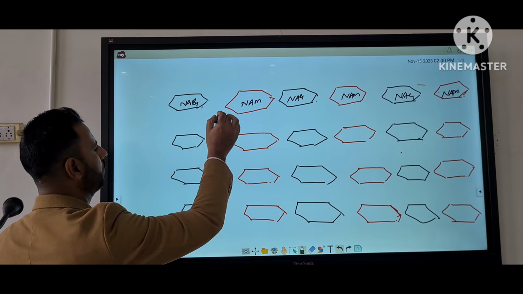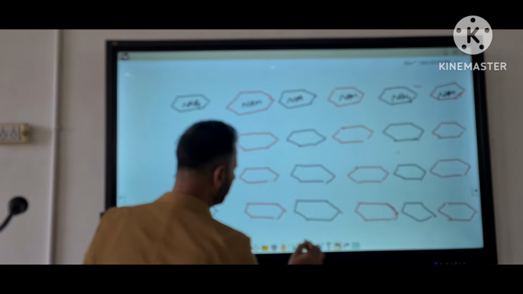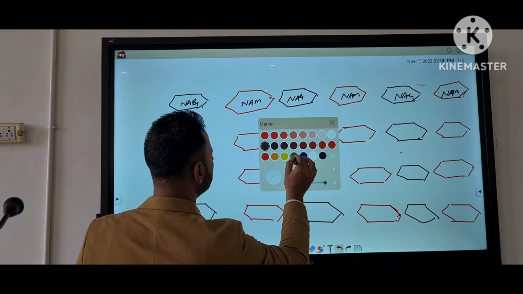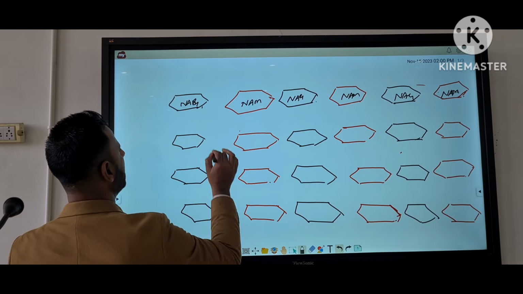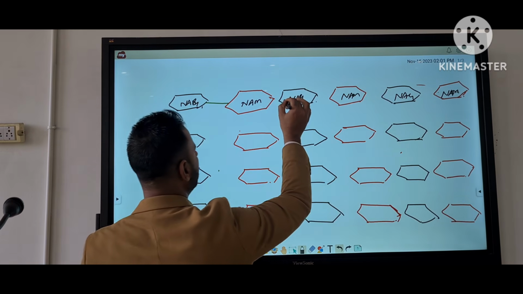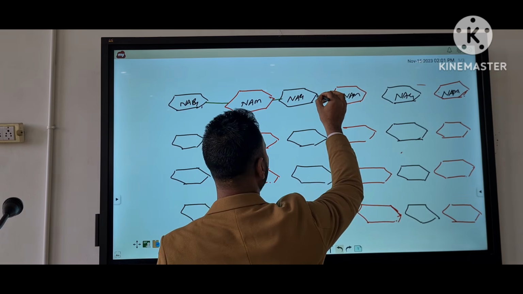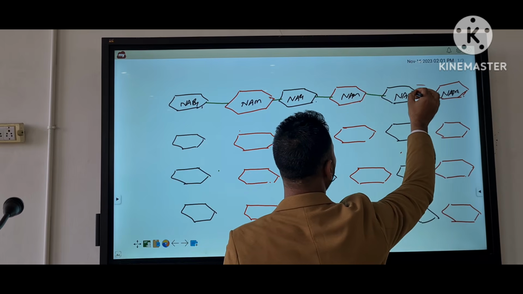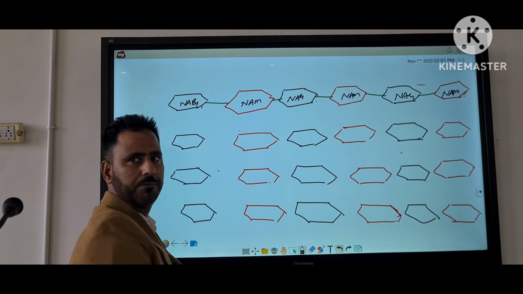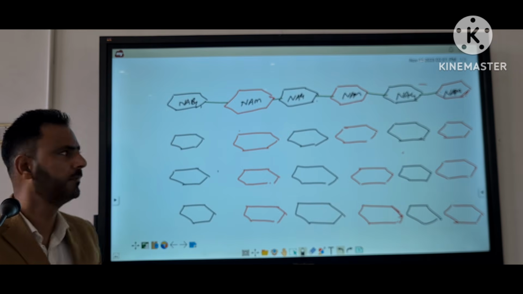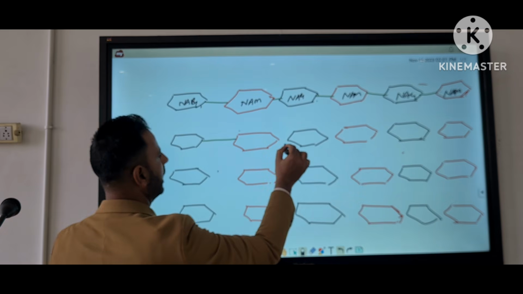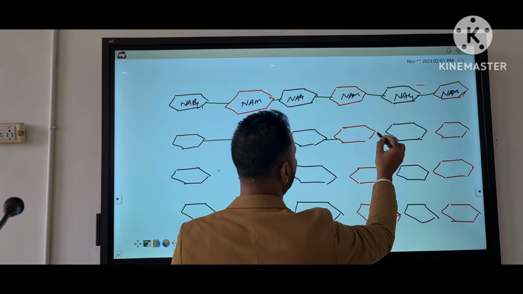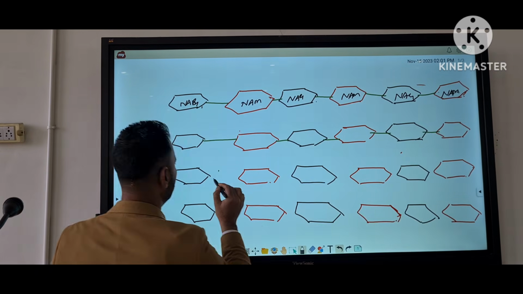The connection between the two is provided by glycosidic bonds. Right? For example, this is a glycosidic bond connecting this and this glycosidic bond. Here also, everywhere. This is one chain. This is the first chain. Let us move to the second chain. Again, glycosidic bonds will be everywhere.